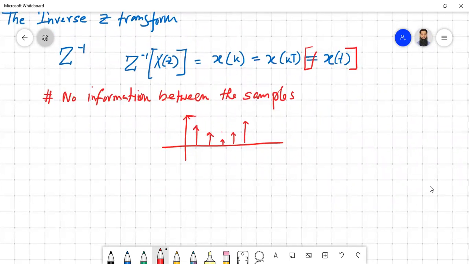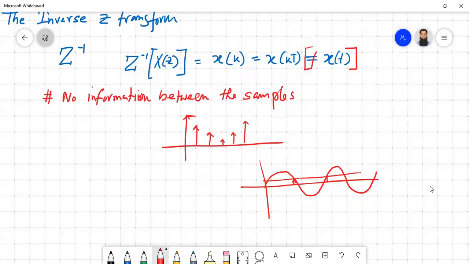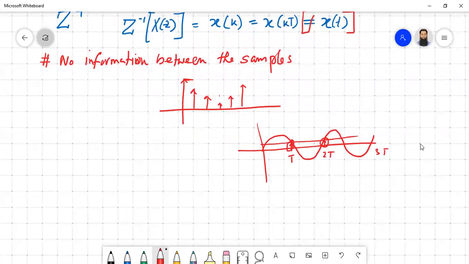Like if you have a sinusoidal signal, and you have another signal, and your sampling period is T, twice T, then 3T, they will give you the same values. After the inverse Z transformation, we are just getting these values, and they are the same for both signals. So it is difficult to predict what is happening in between the pulses. You have to be careful while designing in the discrete domain.